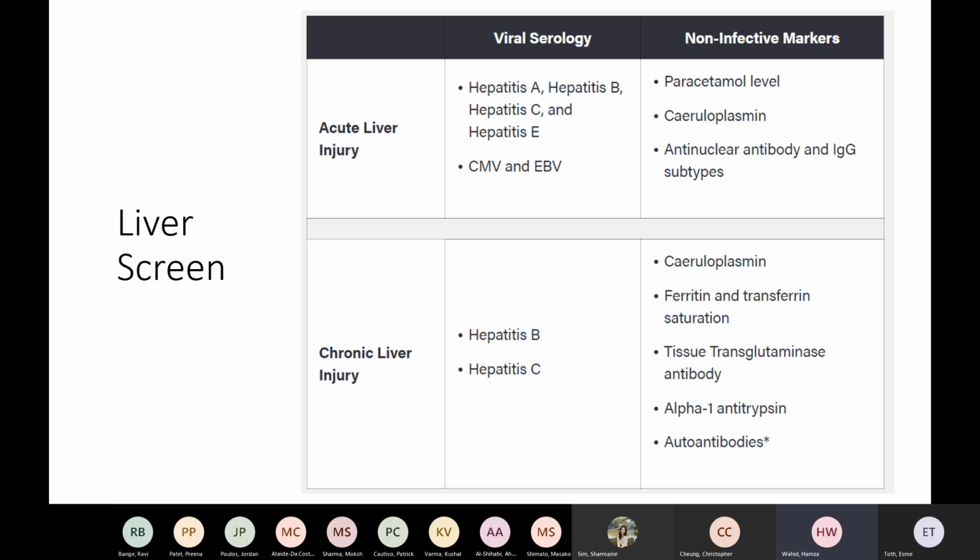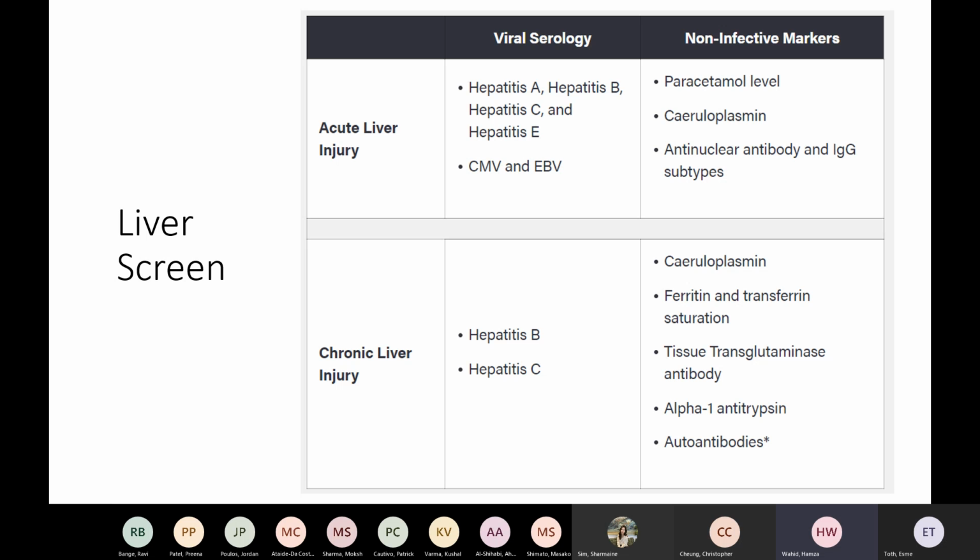And alpha-1 antitrypsin, because it's on this slide, you can tell that it causes some amount of liver problems. Anyone know what other major body organ it causes problems with if you have a deficiency of alpha-1 antitrypsin? Lungs is exactly correct, Patrick. Yeah, exactly. And then we've talked about some of the autoantibodies before.